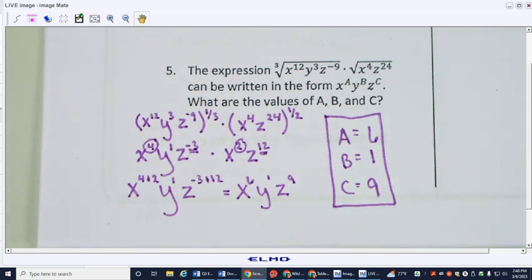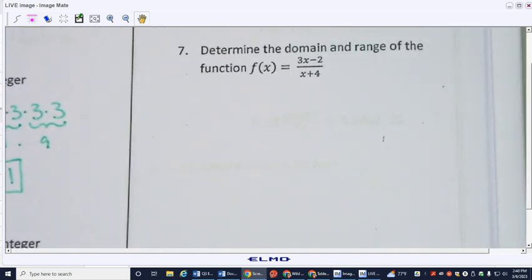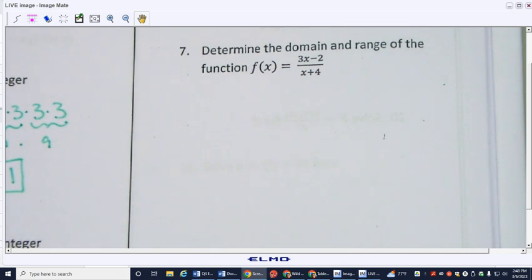Okay, let's go look at number 7. Number 7, determine the domain and range of the function f of x equals, huh? That's in the recording now. Sorry. It's your recording. All right, f of x equals 3x minus 2 over x plus 4.